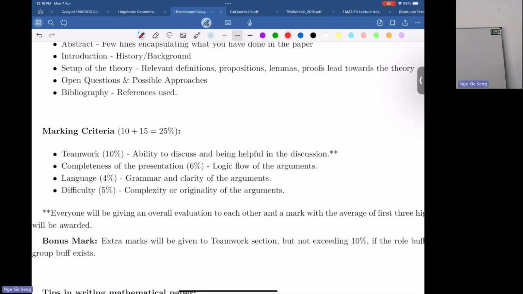Okay, so there's a bonus mark here. You can earn full marks now. You can get the full teamwork mark if there are a role buff and a group buff. What does this mean? If the leader is really doing the job, if the group members are really doing the job, there's a role buff. And if the whole group presents very well, there's a group buff. So there will be extra marks.